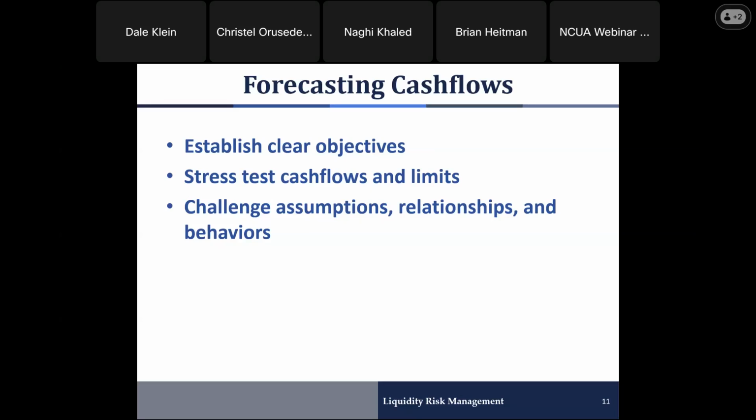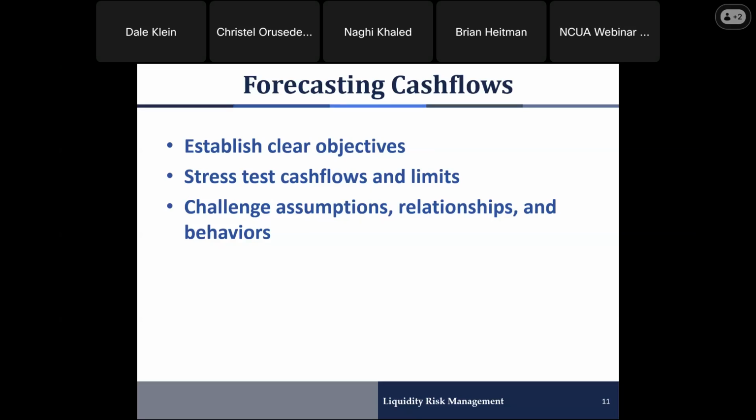Stress testing involves simulating various scenarios to assess the impact of adverse events on cash flows and liquidity. Stress test results should be compared to policy limits and risk thresholds. This helps identify potential vulnerabilities and allows the credit union to establish appropriate limits and contingency plans. By stress testing cash flows and limits, credit unions can enhance their ability to withstand unexpected shocks and maintain financial stability.